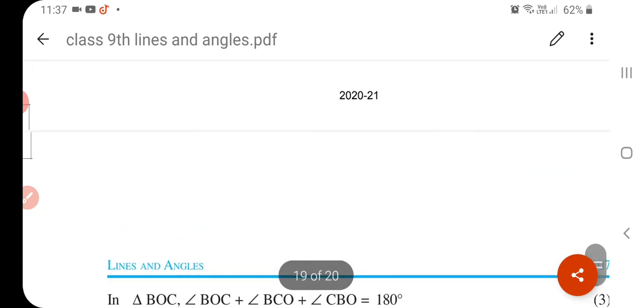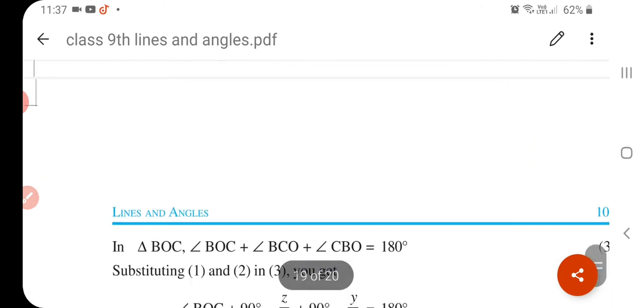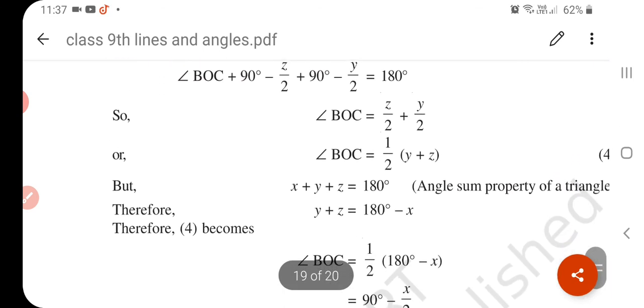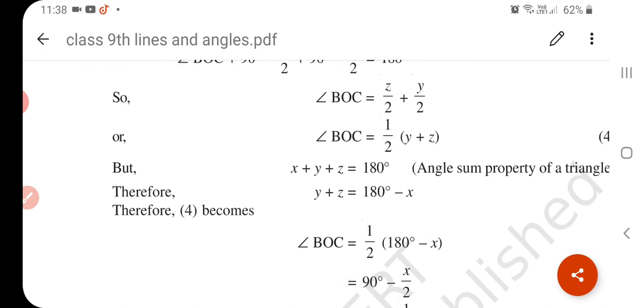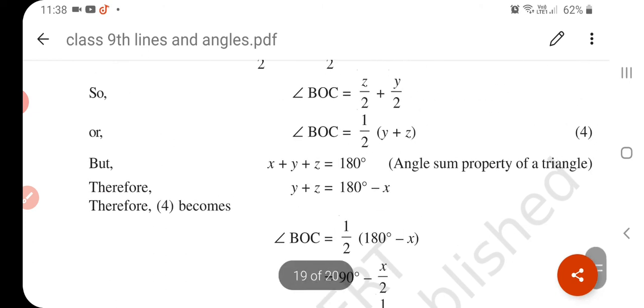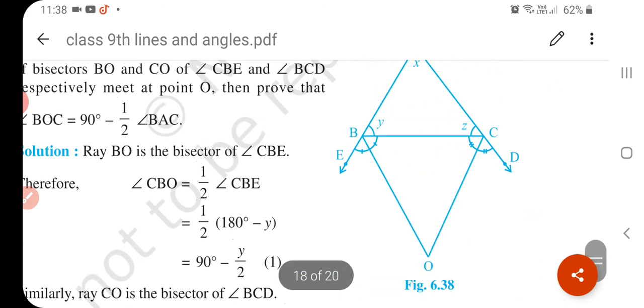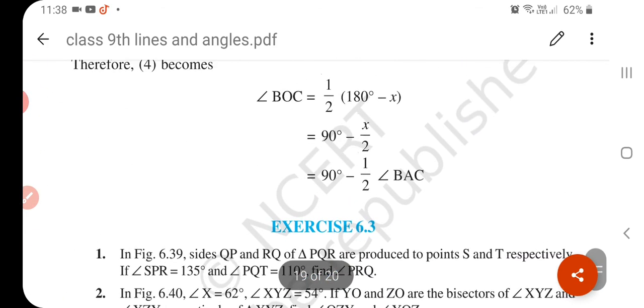What is Y plus Z? If I talk about Y plus Z, it is this full exterior angle. We have talked about X plus Y plus Z is equal to 180, so Y plus Z is equal to 180 minus X. So we write BOC is equal to 1/2 (180 minus X), that is 90 minus 1/2 BAC, because BAC is equal to X. This is how you have to prove all the questions.